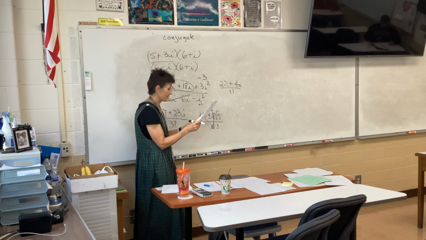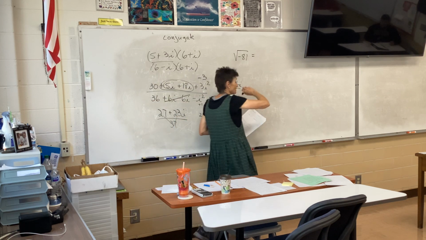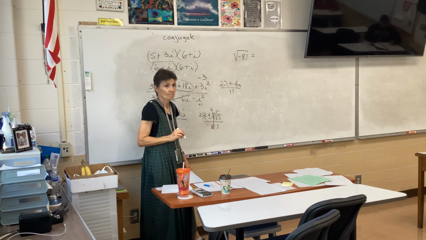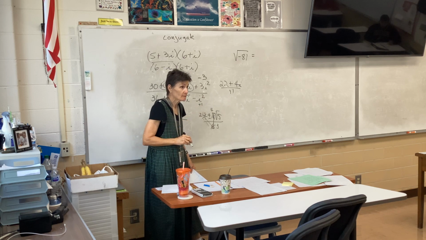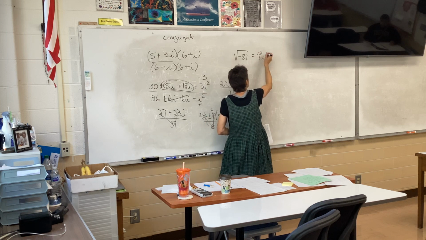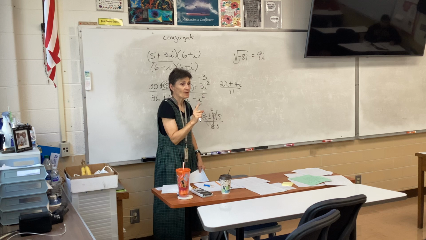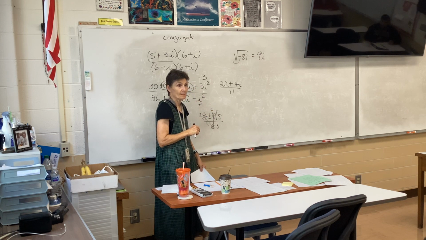All right, next, square root of -81. Okay, well that's easy. What's the square root of -81? Okay, and what's the square root of 81? 9. So the answer is 9i. So we pull the negative out as an i, and then we have the square root of 81, which is just 9.